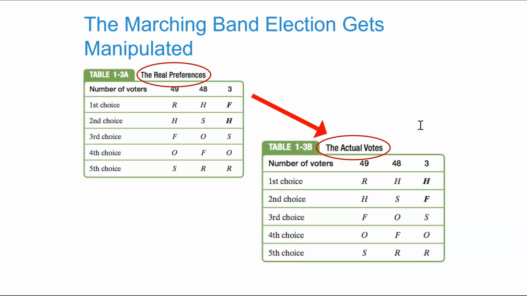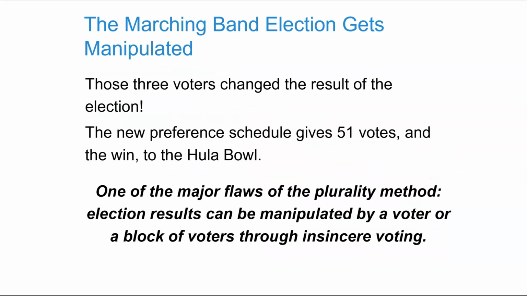So take a peek here. These are their real preferences. We're talking about this last section here. They say, okay, Fiesta Bowl is not going to win, so let's cast our 3 votes for the Hula Bowl instead. And then what ends up happening is they get the majority. Those 3 voters change the entire results of the election. So the new preference schedule actually gives 51 votes and the win to Hula Bowl. And that demonstrates the major flaw in the plurality method.